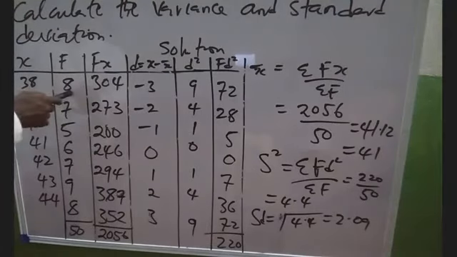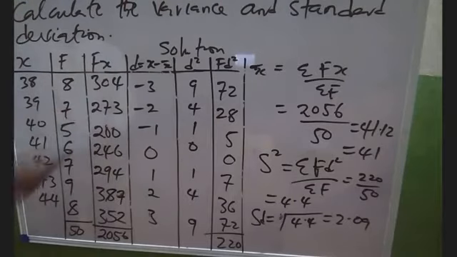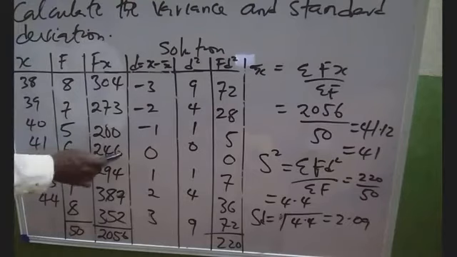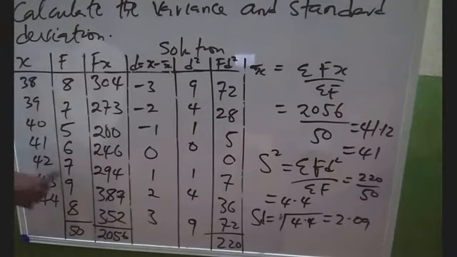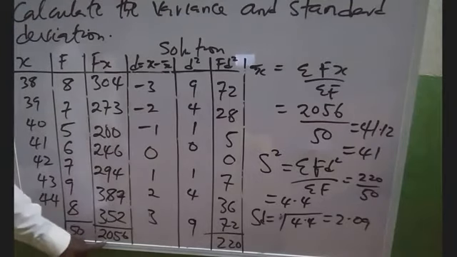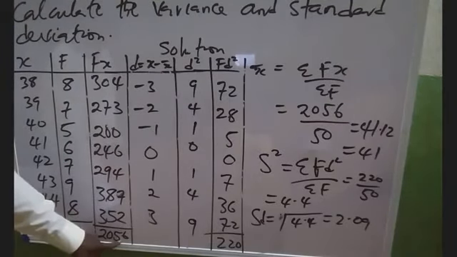fx: 38 times 8 will give you 304. 39 times 7 will give you 273. 40 times 5 is 200. 41 times 6 is 246. 42 times 7 is 294. 43 times 9 is 387. And 44 times 8 is 352. If you take the sum of everything, you have 2056.